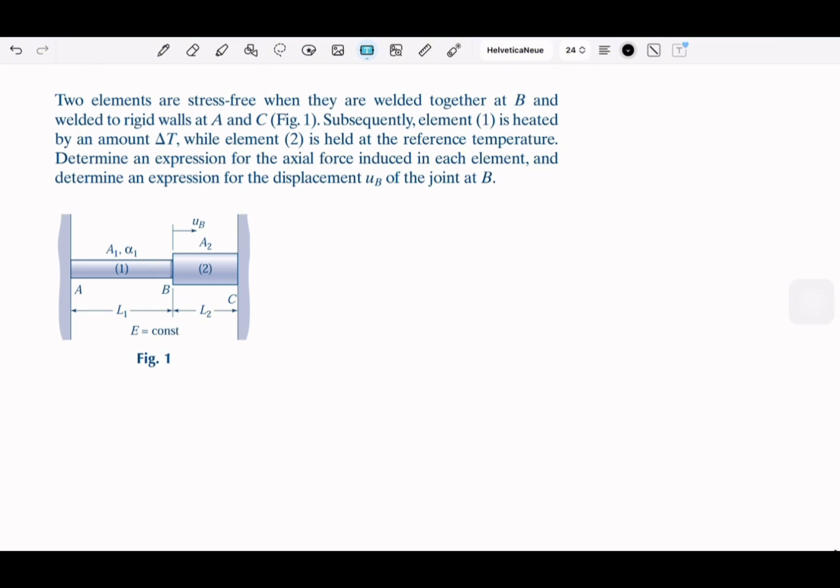And they are also welded to the walls at A and C. You can see the figure. So we have two elements, welded in between and welded at the ends. But element 1 will be heated by some difference in the temperature, delta T. And element 2 is just held at the reference temperature, so no changes. So we need to determine the expression for the axial force in each element, and then the expression for the displacement UB, as you can see from the picture, of section B, going forward to the right side.